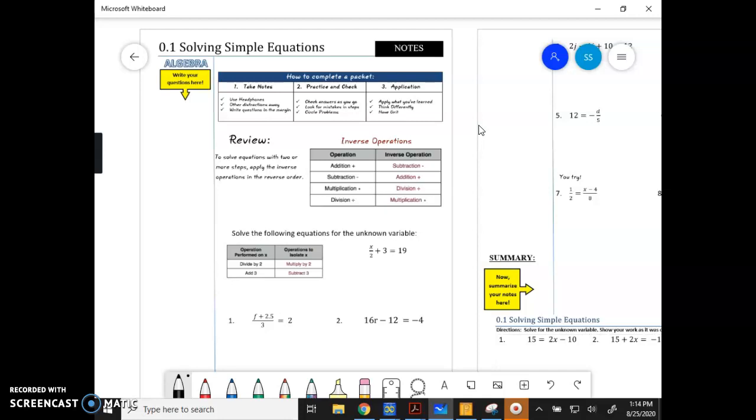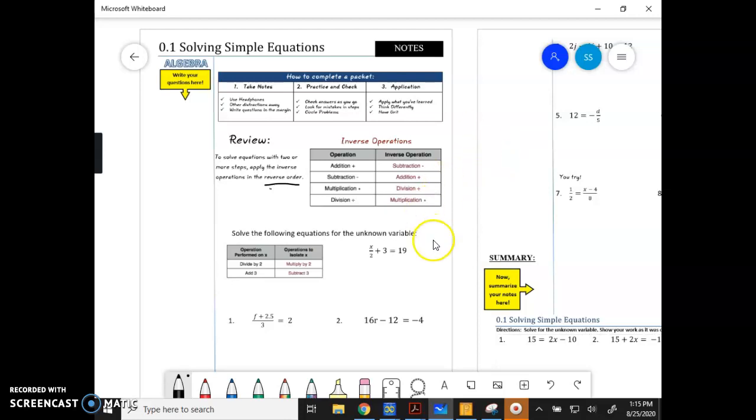All right, so let's get started. So the first thing I wanted to review is solving equations. And so just to review that, to solve equations with two or more steps, we need to apply inverse operations in reverse order. And that reverse order part is pretty key. That's something that students can mess up if they don't remember it. So your inverse operations, that's the same as opposite operations. So the opposite operation of addition is subtraction. The opposite of subtraction is addition, and so forth.